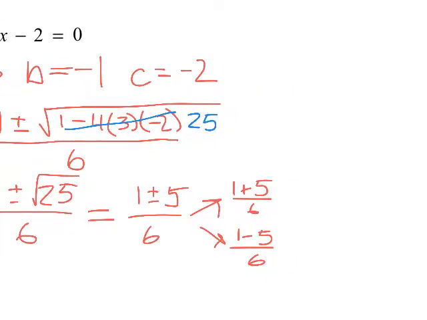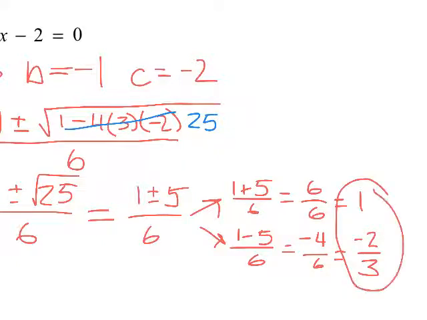So 1 plus 5 is 6, divided by 6 is just 1. 1 minus 5 is negative 4 over 6. When I reduce that fraction, I divide by 2 on top and bottom, and I get negative 2 over 3. So positive 1 and negative 2 over 3 are my two answers there.